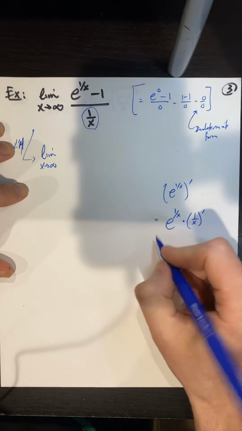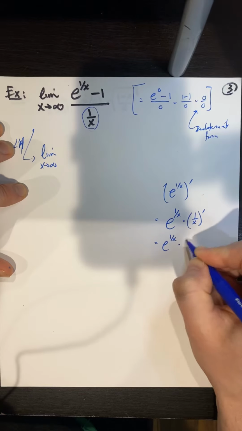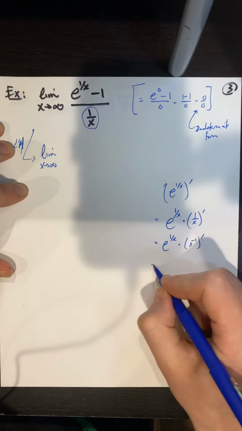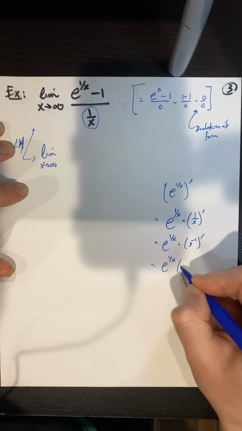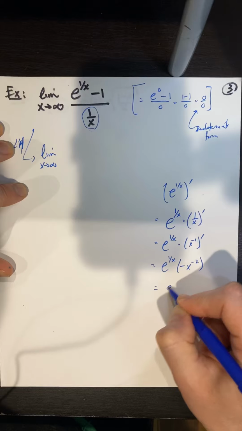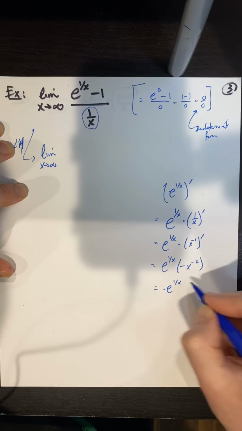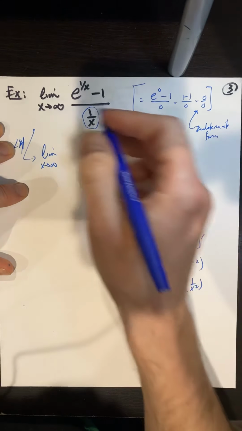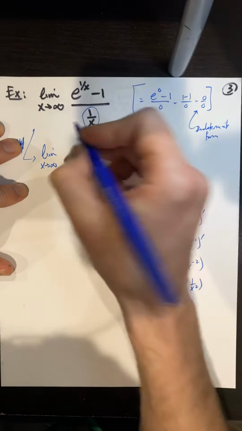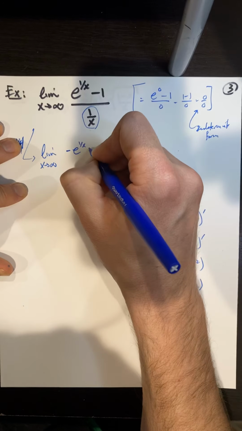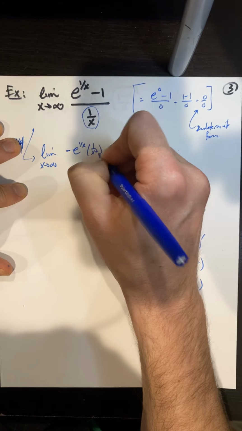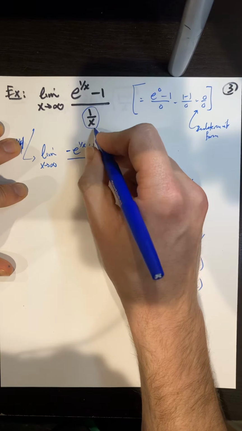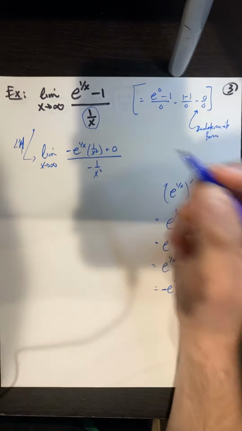And again, this is the chain rule, so we have e to the 1 over x times, let's see, I'll write this as x to the negative 1, prime of that, so this would be negative x to the negative 2, so we get e to the 1 over x times negative 1 over x squared. So that's my derivative in the top. So it would be negative e to the 1 over x times 1 over x squared, and then the derivative of minus 1 is 0. And here we just did the derivative of 1 over x, it's negative 1 over x squared.